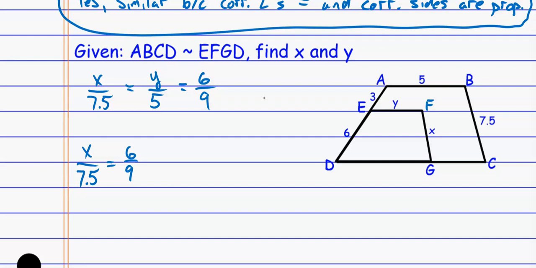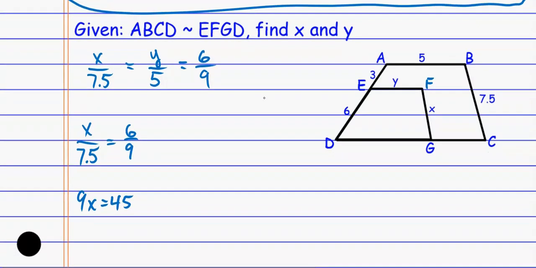But now from here, I want to solve this. So I'm going to cross multiply. So 6 times the 7.5 gives me a 45. And x times the 9, so that's 9x equals 45. I divide each side, and I get x equals 5. Okay? So there's x.